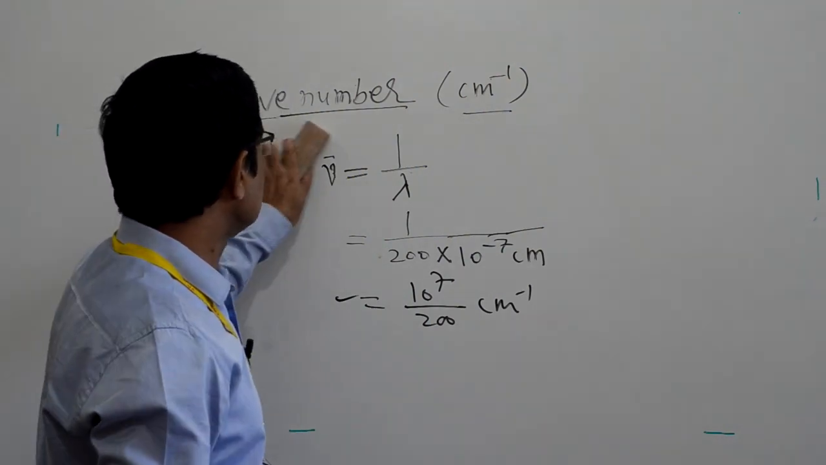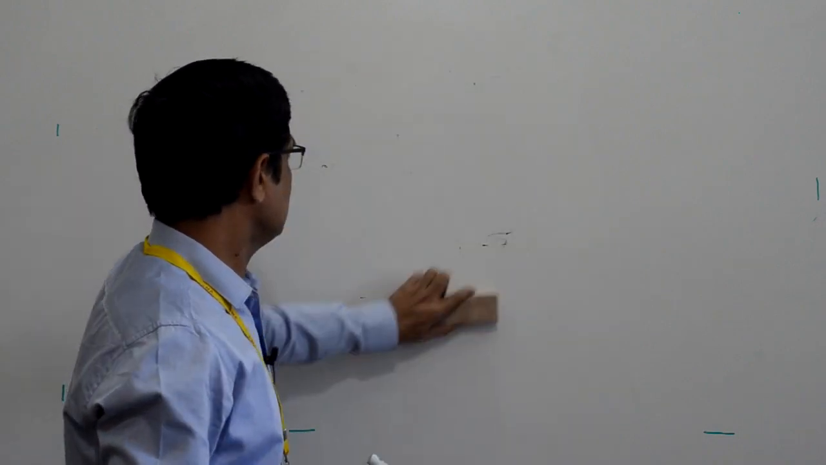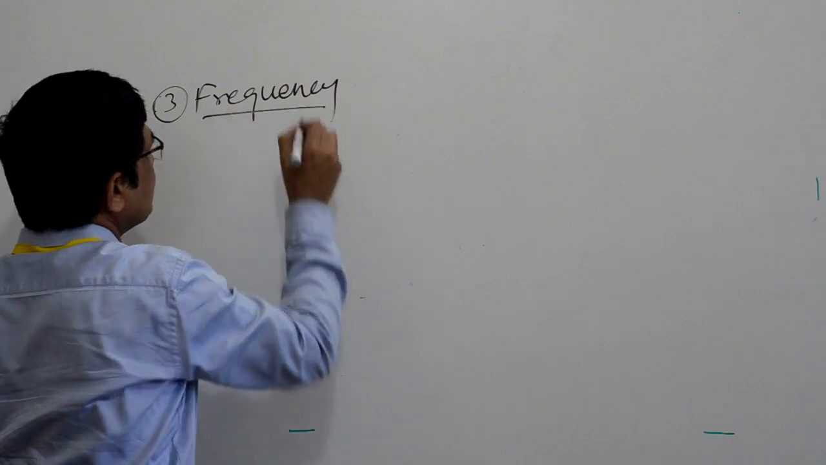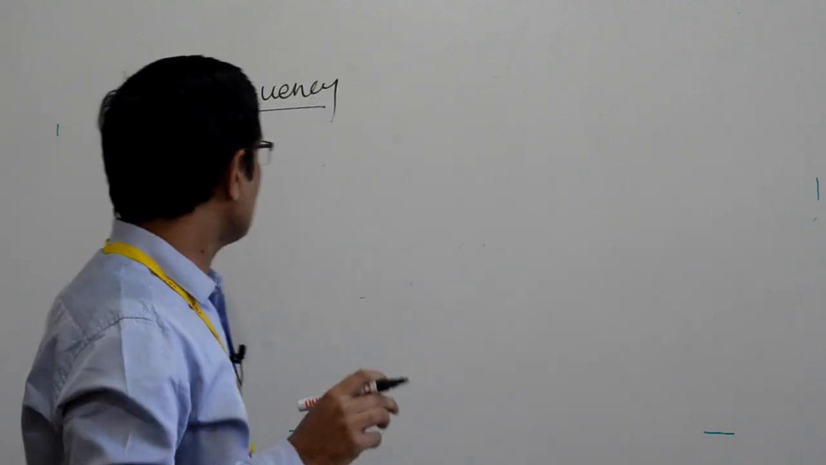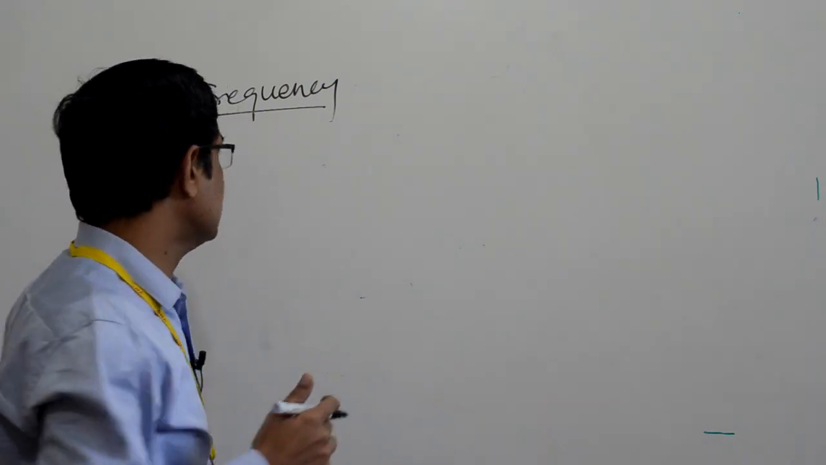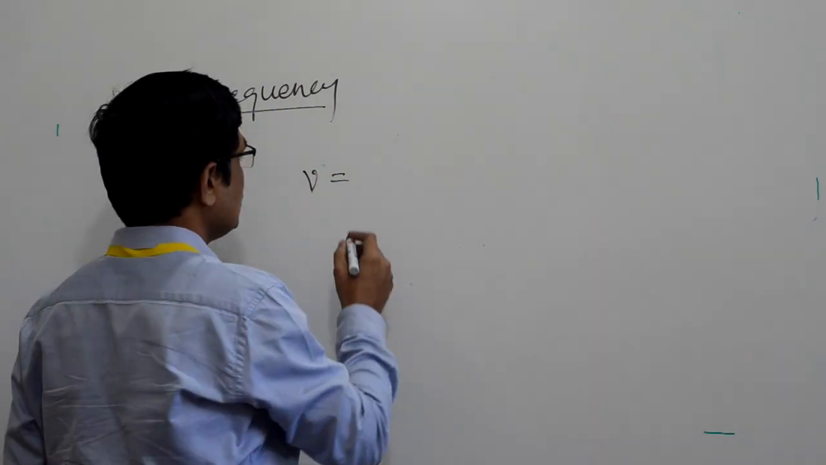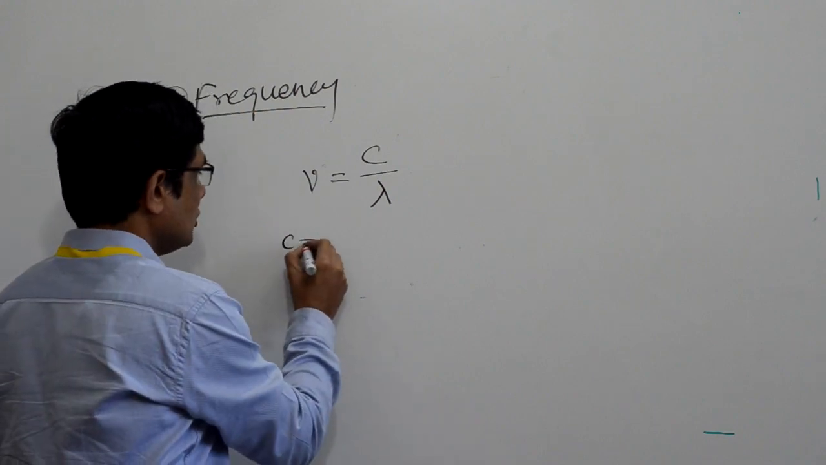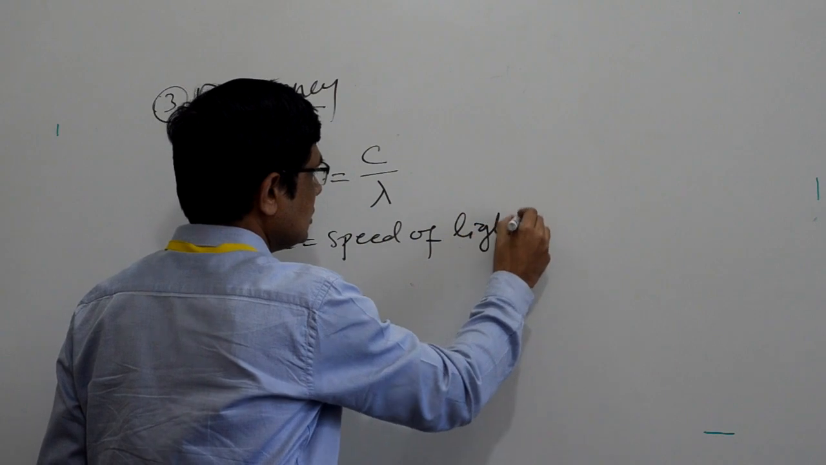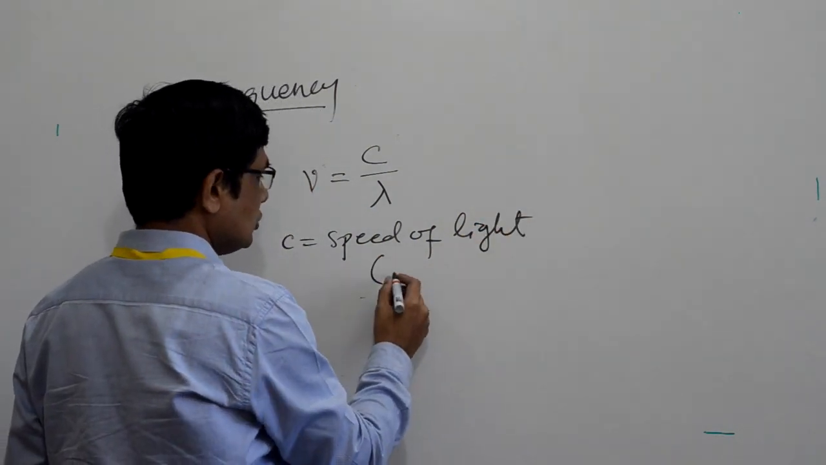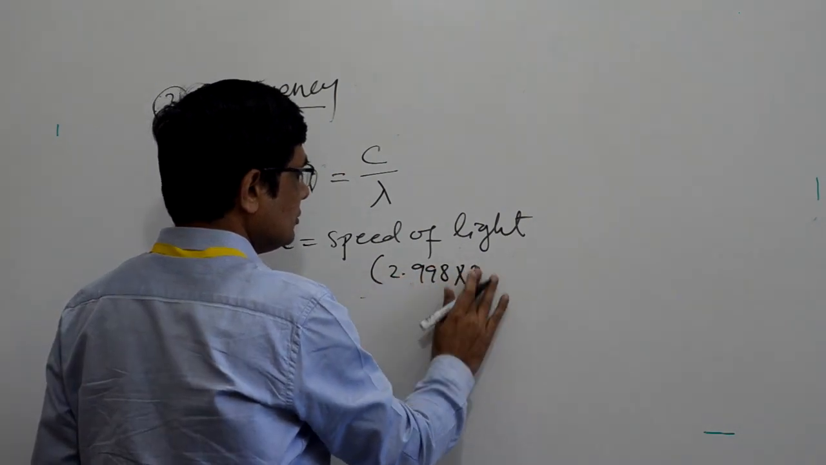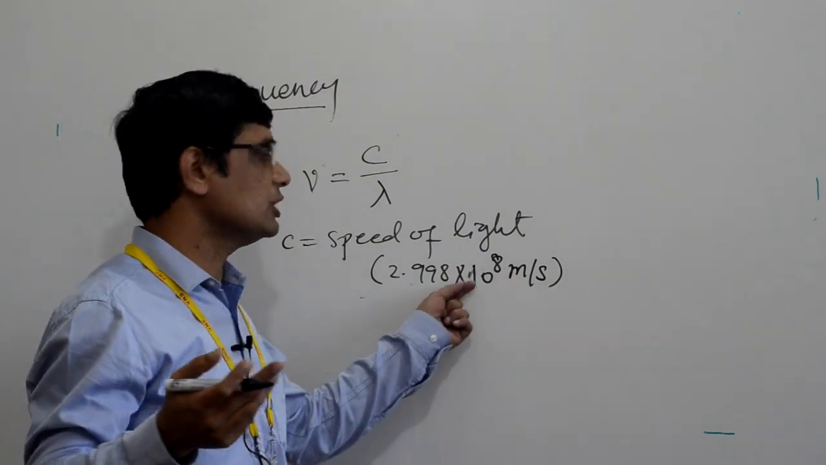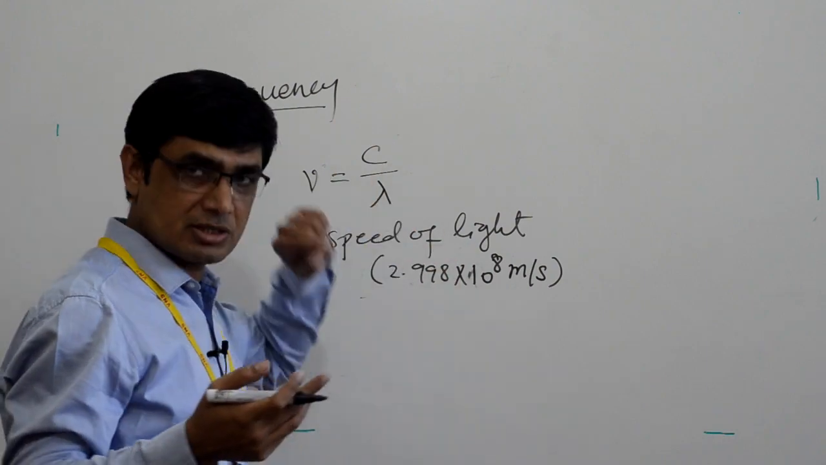Now come to the next point. Third point is frequency. So what is the frequency of light or a wave? The frequency, mu, is equal to C upon lambda. What is C? C equals the speed of light, 2.998 into 10 to the power 8 meter per second. Either we can say 3 into 10 to the power 8 meter per second. That is the speed of light, a constant C.